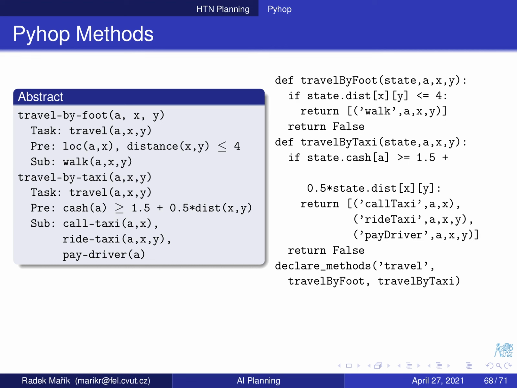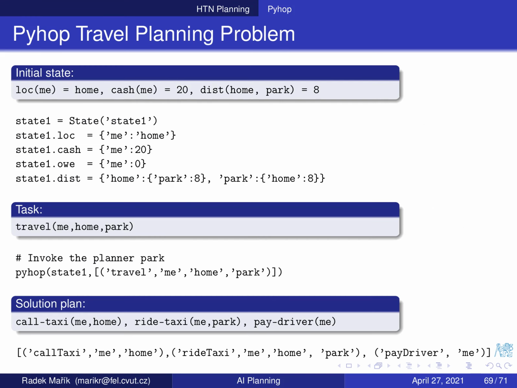Travel by taxi, you have again first the state and parameters, preconditions. If it is valid, you can decompose it as a sequence of three other methods. And again, mind the strings, please. And you declare the methods, let's say, in this way.